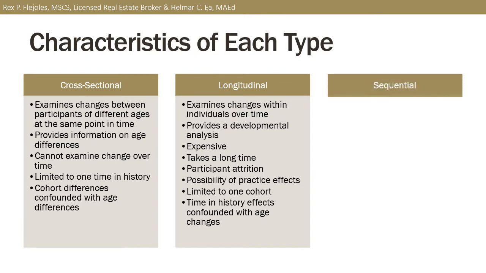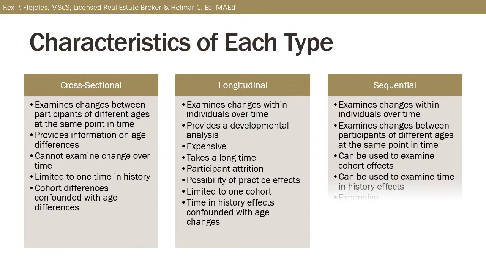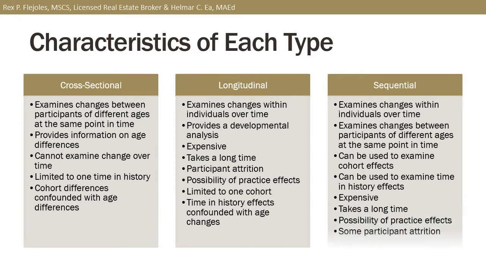While sequential research combines the elements of cross-sectional and longitudinal. Like the longitudinal, it features changes of the same group of people over time. Like the cross-sectional, it examines changes among participants of different ages at the same point in time. Additional advantages include examination of cohort effects and examination of history effects. However, it has disadvantages that include expensive, takes a long time, possibility of practice effects, and participant attrition.